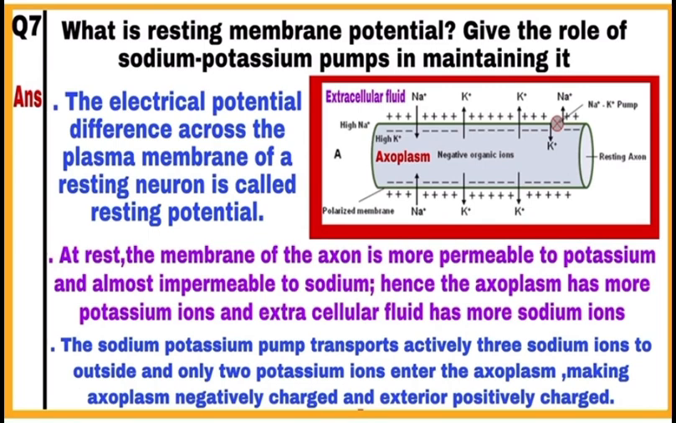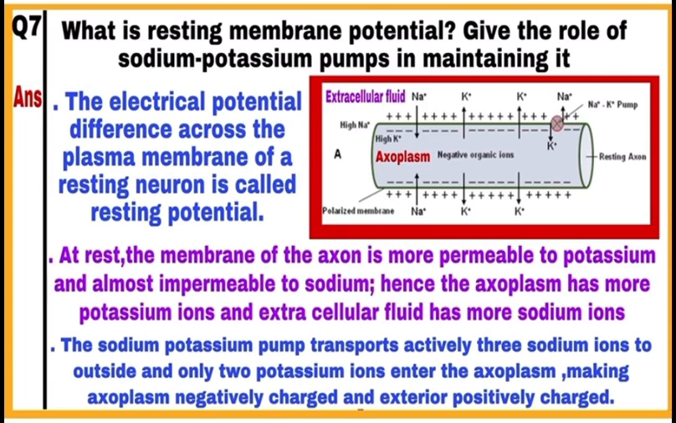Question number 7. What is resting membrane potential? Give the role of sodium-potassium pumps in maintaining it. See the diagram. The outer surface of axonal membrane is positively charged and inner surface is negatively charged. The electrical potential difference across the plasma membrane of resting neuron is called as resting potential.